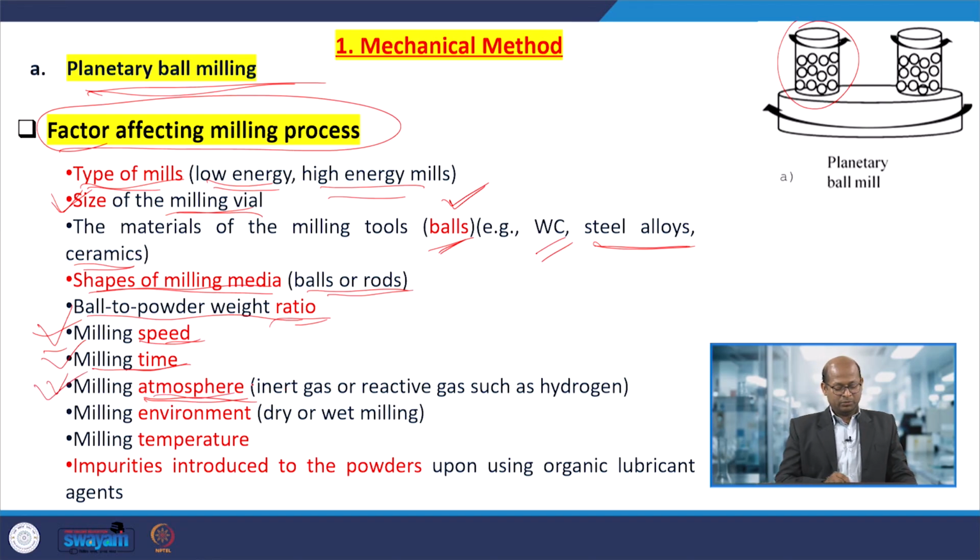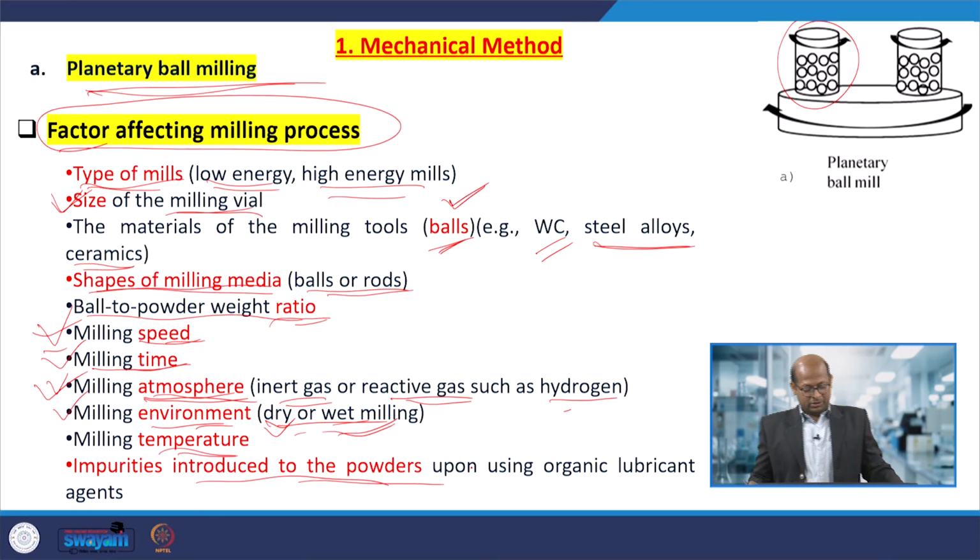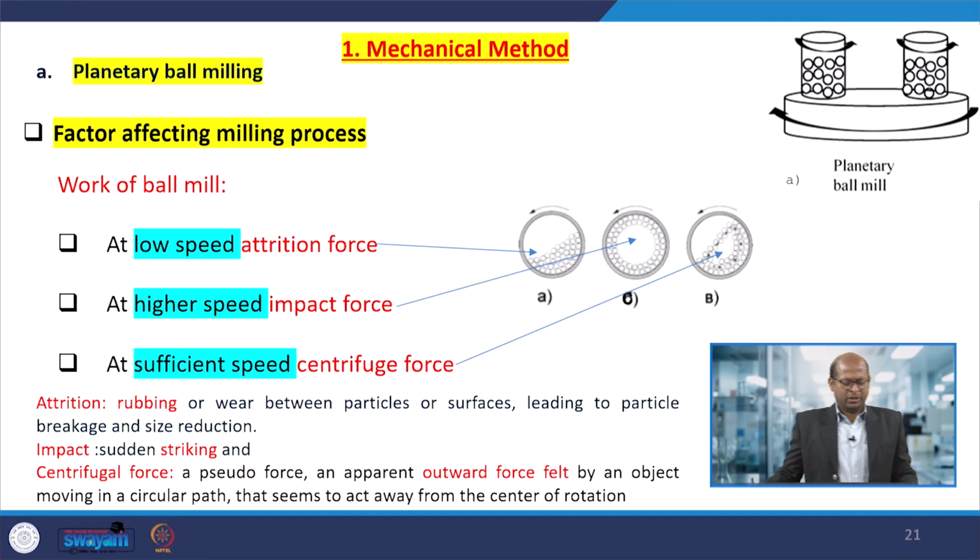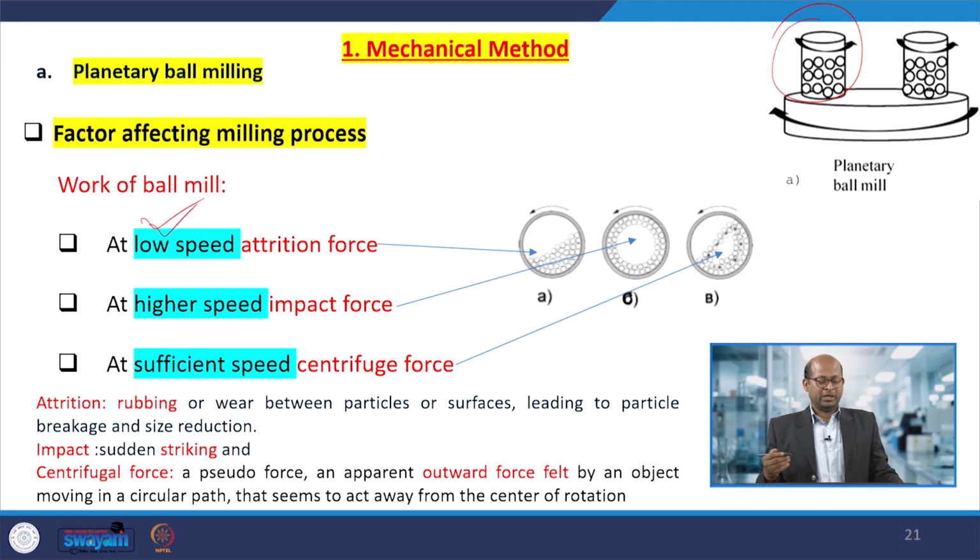Then the milling atmosphere: inert gas or reactive gases that we can use, or we can use some solvent, or we can use it without any inert gas or solvent, which is called dry or wet type of milling. Milling temperature I said, milling pressure. So these are the things. Some other factors also matter, such as the speed of the bowl depending upon the rpm. We can set the rpm, and its speed will change; it may be low speed, high speed, or a sufficient speed in between.